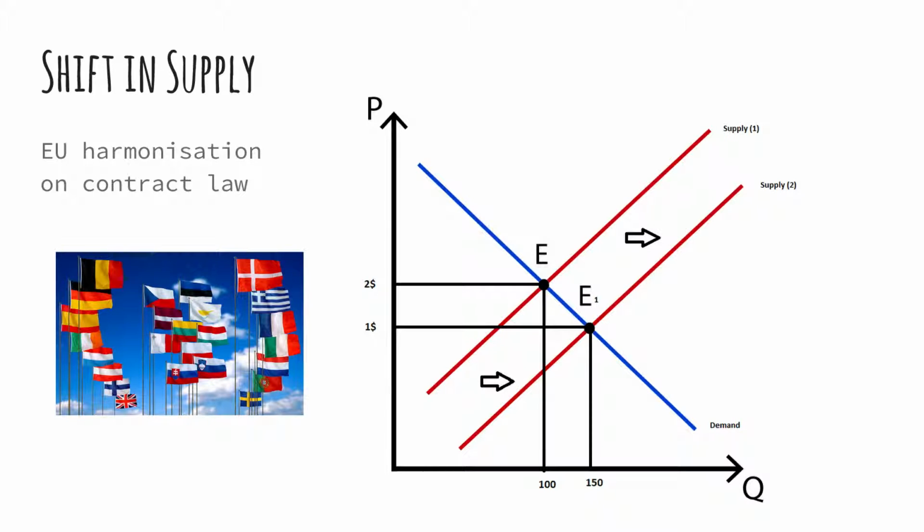This is simply because through EU harmonization, by making it easier to trade between countries, there would be an increase in supply in general within the EU. Thus, the price will drop in general within the EU too, which can be seen within the equilibrium.